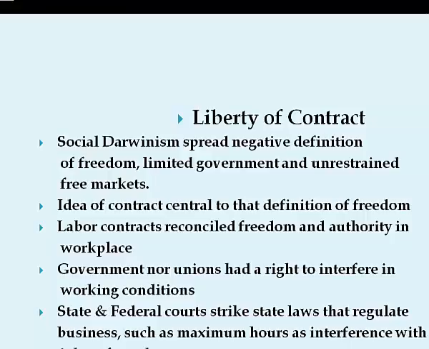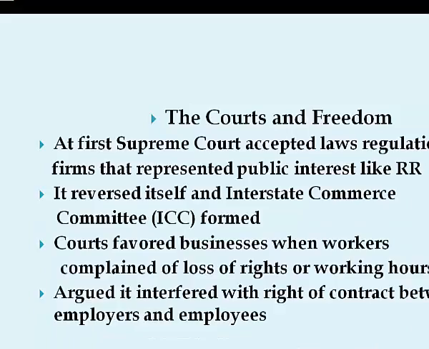The 14th Amendment allowed the federal government to overturn state laws that violated citizens' rights. And by the 1880s, liberty of contract, not equality before the law, regardless of your race, came to define the meaning of this amendment. State and federal courts regularly struck down state laws that regulated businesses, such as maximum hours to work, as an illegal interference with the rights of employers to use their property as they saw fit, and of course of the rights of employees to choose the conditions of their work.